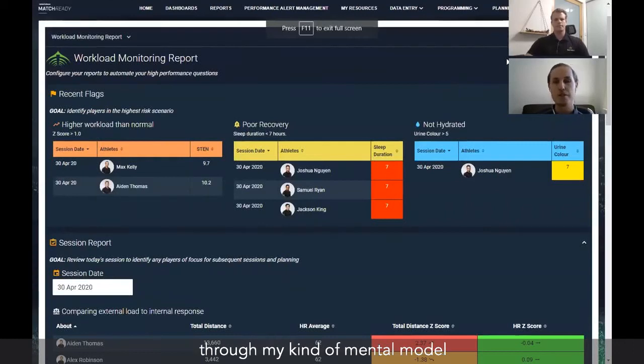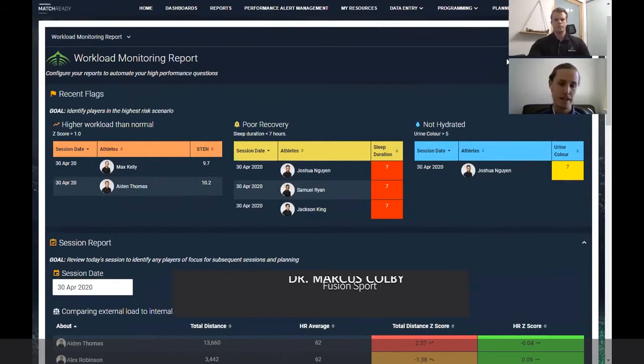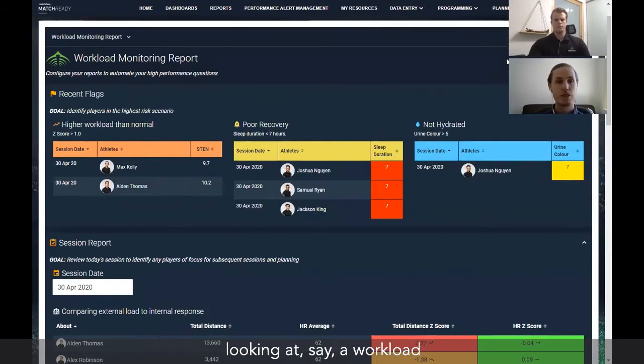I kind of want to just take you through my mental model or philosophy and process around data visualization when we're looking at, say, a workload monitoring report. I guess our common goal as practitioners in this space is to save time, to be more efficient, to automate those high performance questions we have on a daily, a weekly, a monthly, a seasonal basis, and really configure these in a way that suits us as maybe the scientists, but also our audience as well.